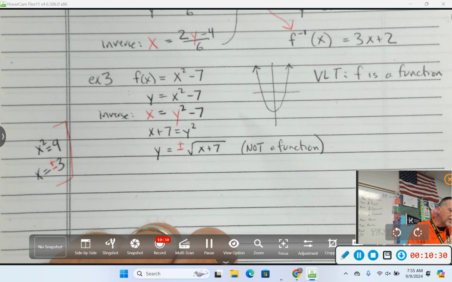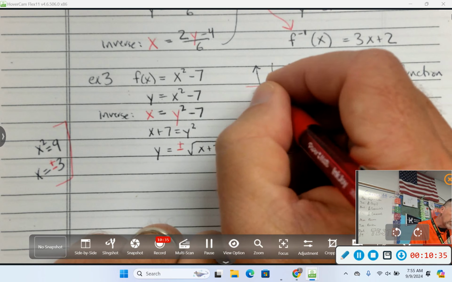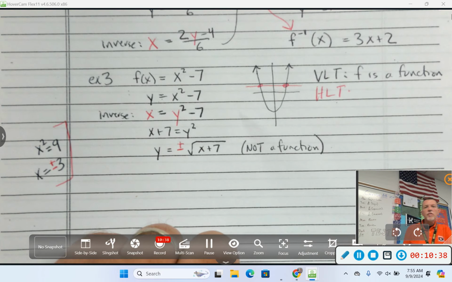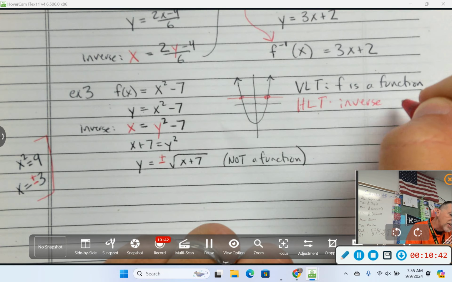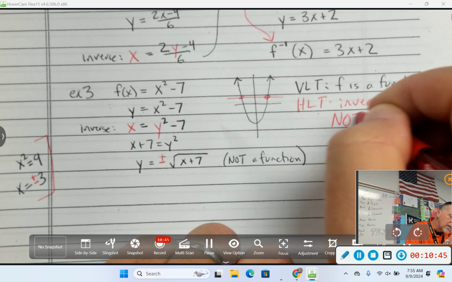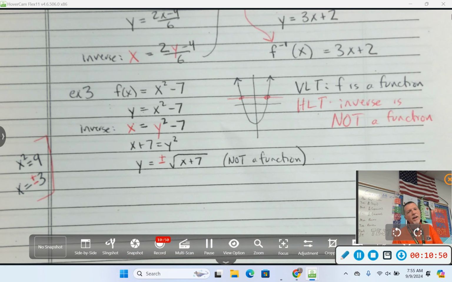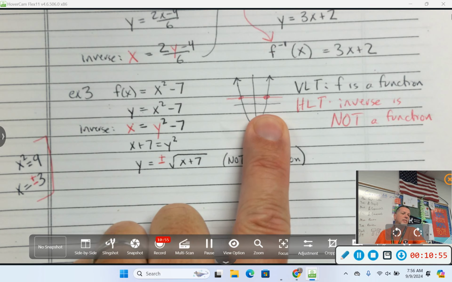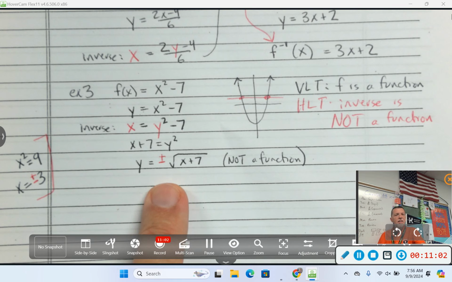But the horizontal line test, it fails. And if it fails the horizontal line test, that tells us that the inverse is not a function. It's the x, y, y, x stuff. For every x there's one y, for every y there's one x. Doesn't pass the horizontal line test, the inverse is not a function. Be careful, it still has an inverse, but with that plus or minus thing, it's not a function.